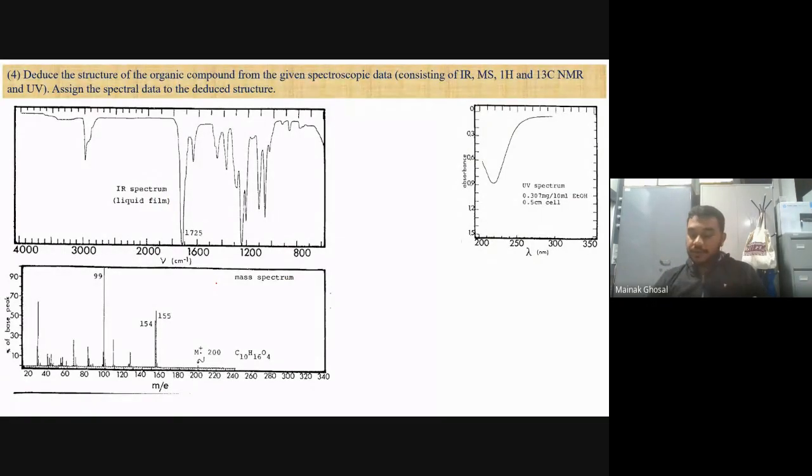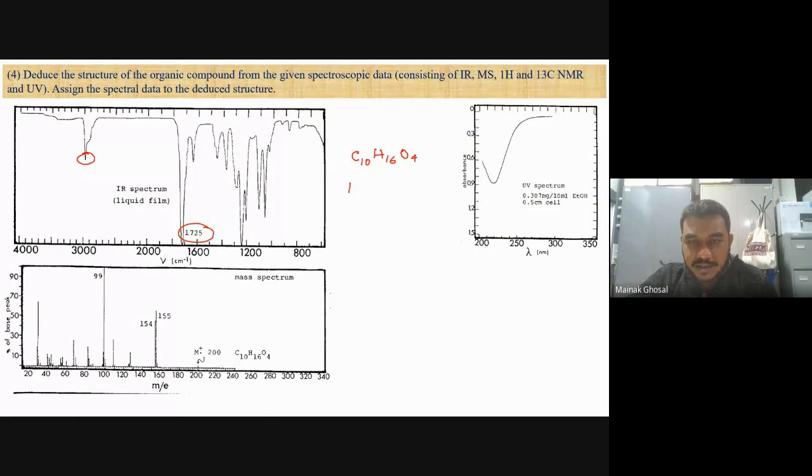Fine. Going to the next problem. So you need to assign the structure. Here all data are given like the previous one, and here the molecular formula is also given, C10H16O4. So in IR you see a peak at 1725 centimeter inverse, and here it is about 3000, right?